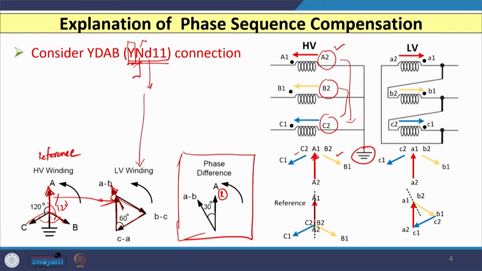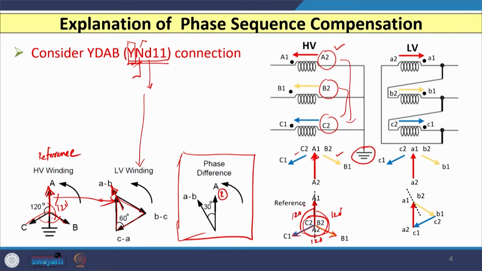from A2 to A1 we have the first phasor, again the B2 to B1 phasor is 120 degree apart and B2 and A2 are connected together. So, we have another phasor, and similarly we have the third phasor from C2 to C1. So, here all the 3 points A2, B2 and C2 are connected together at the same point, and they are 120 degree apart from each other.